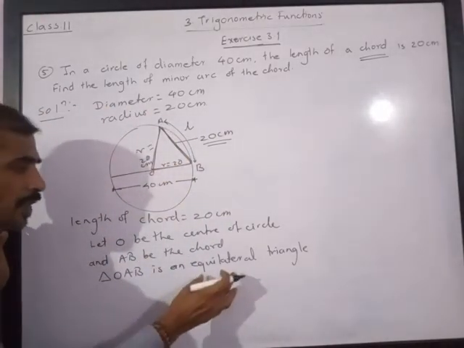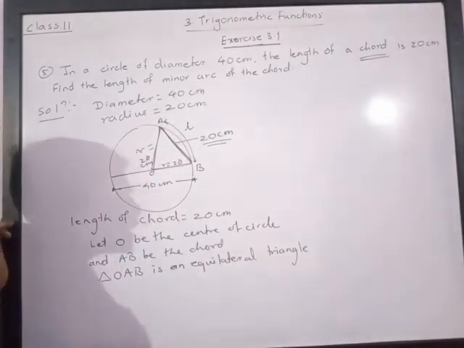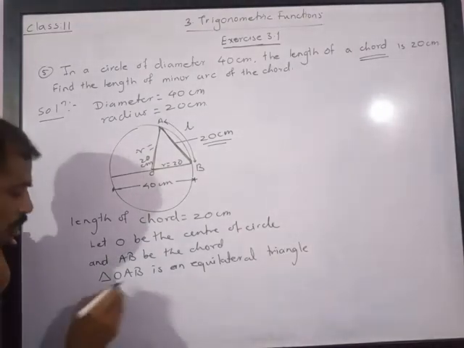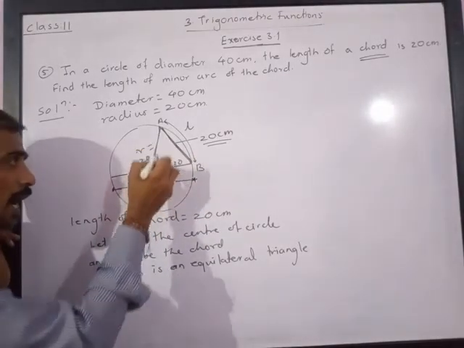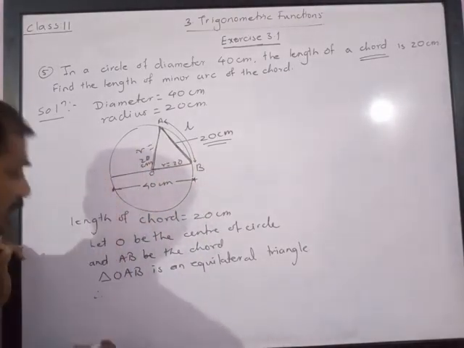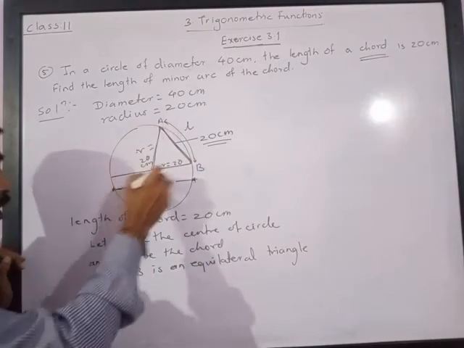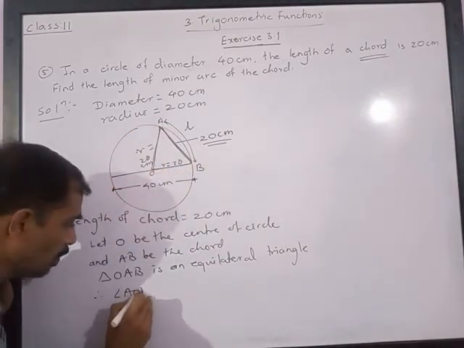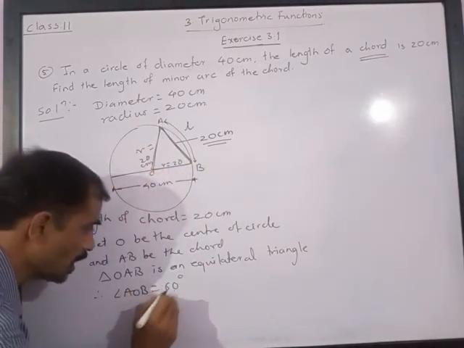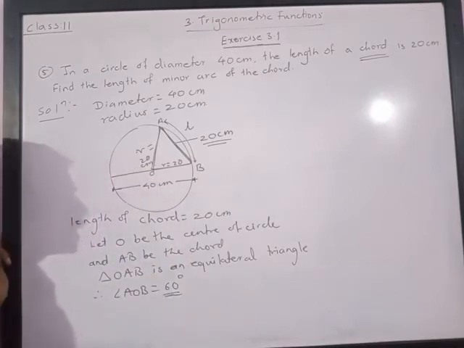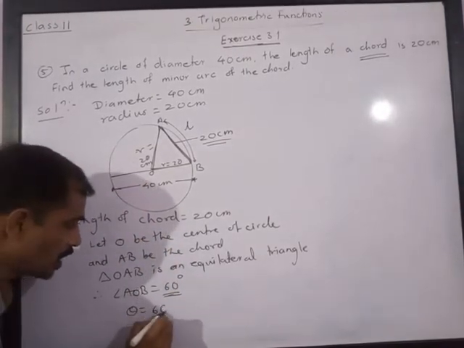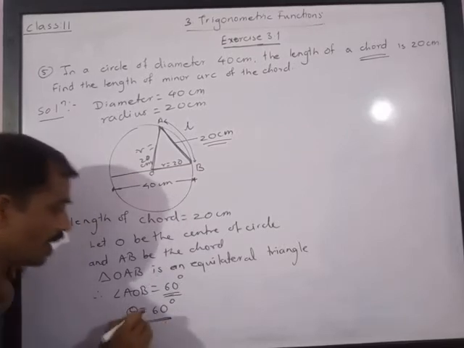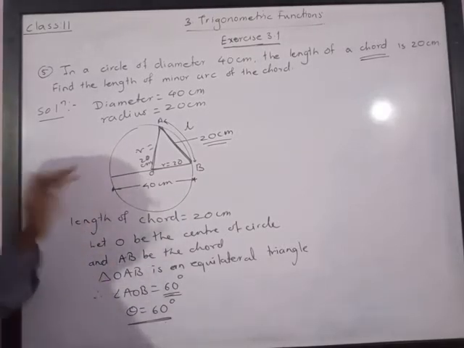Now we know that an equilateral triangle is an equiangular triangle. Equiangular means each angle is equal and it is equal to 60 degrees. It means angle AOB is equal to 60 degrees. The reason is it is an angle of an equilateral triangle, and that is the angle at the center. So theta is equal to 60 degrees.